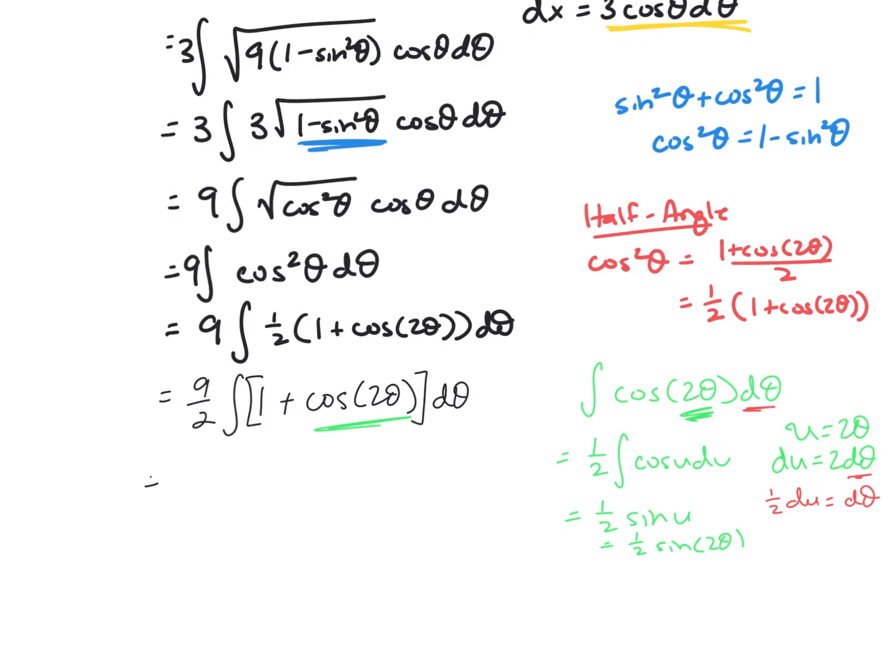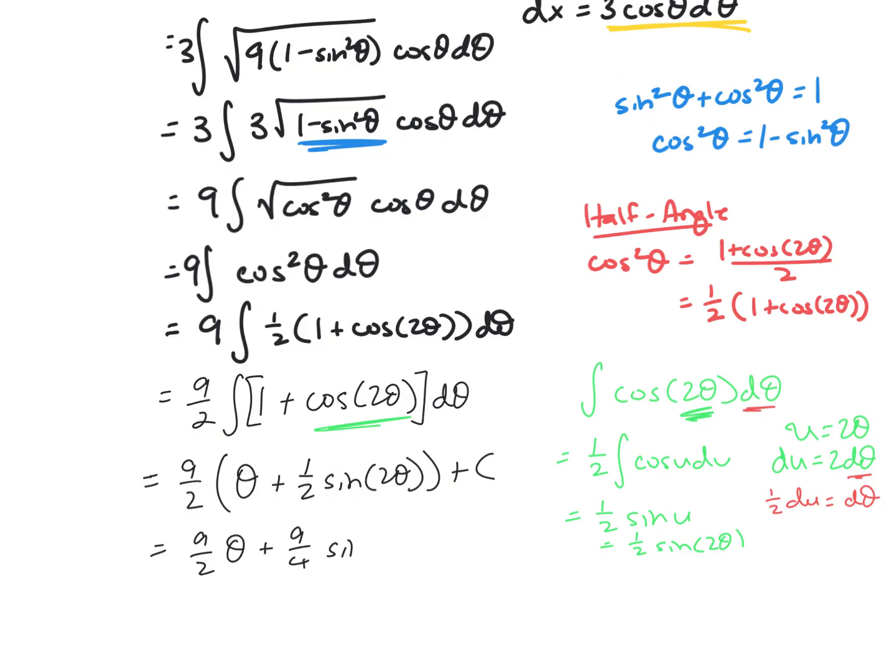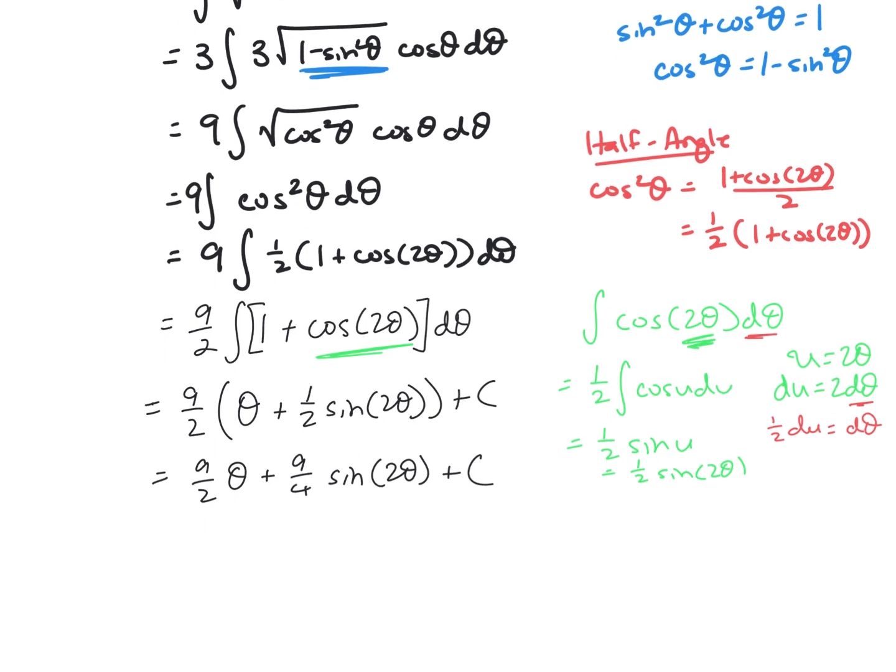So, rewriting over here, 9/2, my antiderivative of 1 is theta, my antiderivative of cosine of 2 theta I just did over to the right, that's 1/2 sine of 2 theta, and then plus c. So let me just gather, and we're almost done. So we have a nice solution here.